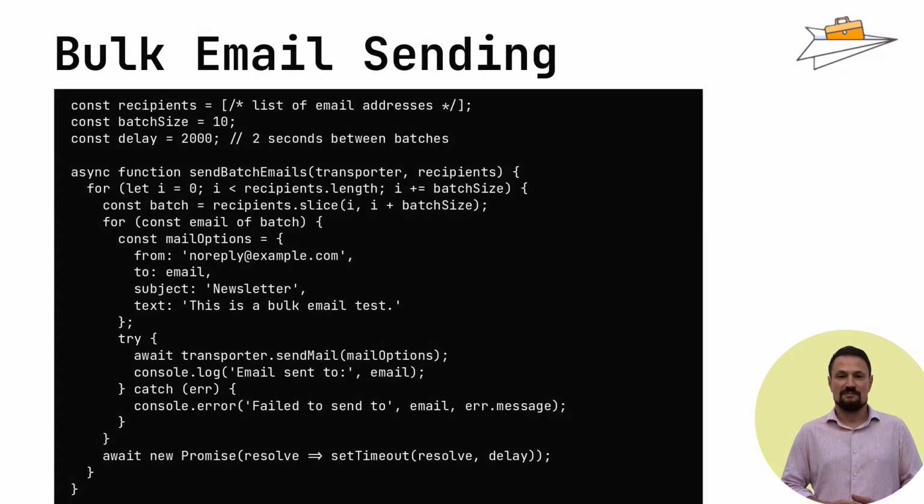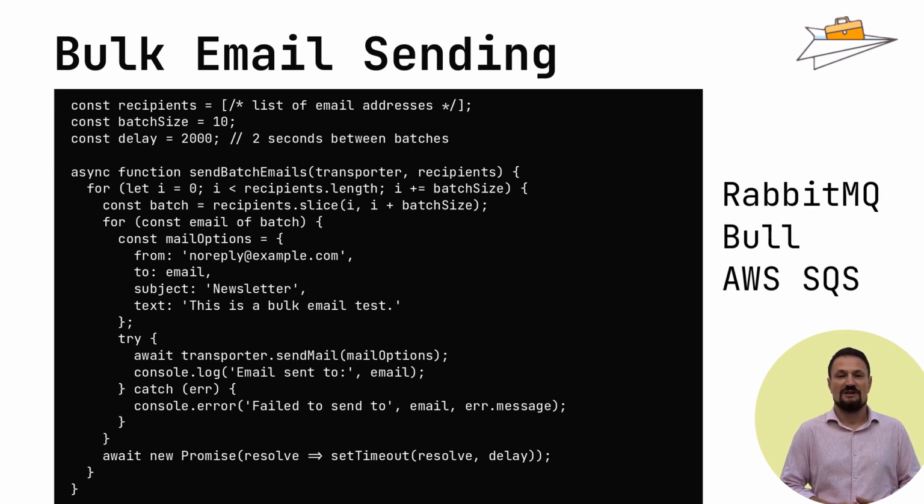Here's what it looks like. This method works well for small-scale bulk emails. For higher volume, consider using a message queue like RabbitMQ, Bull, or Amazon SQS to manage delivery in the background.